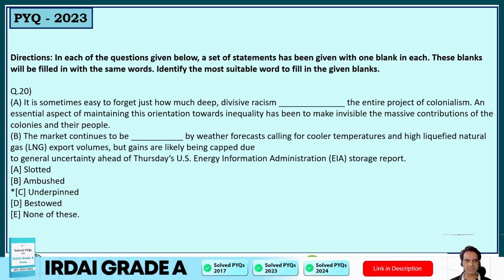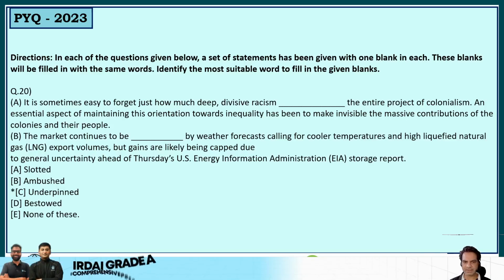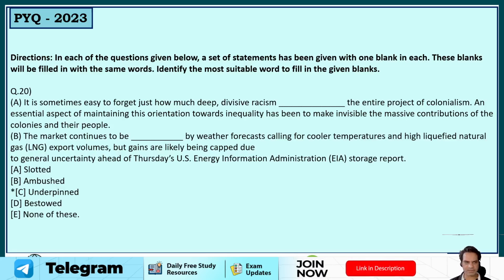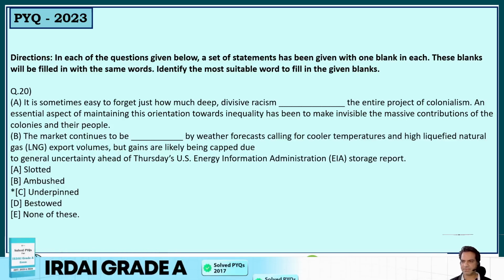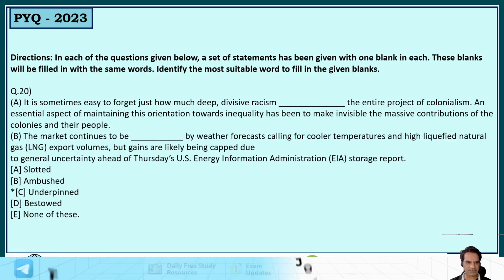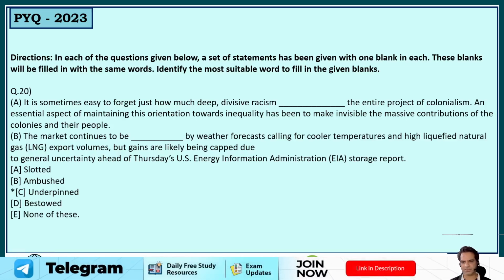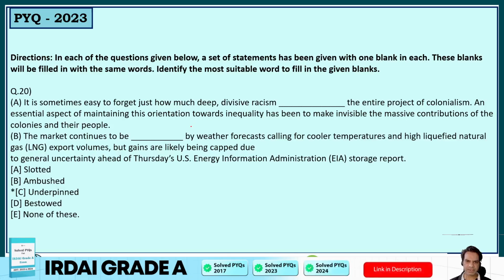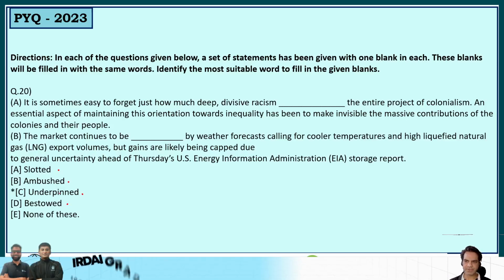Next, it is sometimes easy to forget just how much deep divisive racism dash the entire project of colonialism. An essential aspect of maintaining this orientation towards inequality has been to make invisible the massive contributions of the colonies and their people. The market continues to be dashed by weather forecast calling for cooler temperatures and high liquefied natural gas export volumes, but gains are likely to be capped due to general uncertainty ahead of Thursday's US Energy Information Administration storage report. So it is sometimes easy just to forget how much deep divisive racism slotted, ambushed, underpinned, or bestowed the entire project of colonialism on.